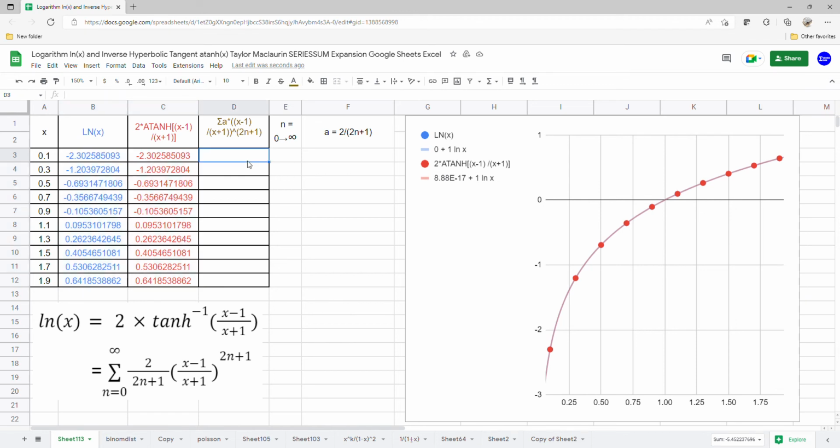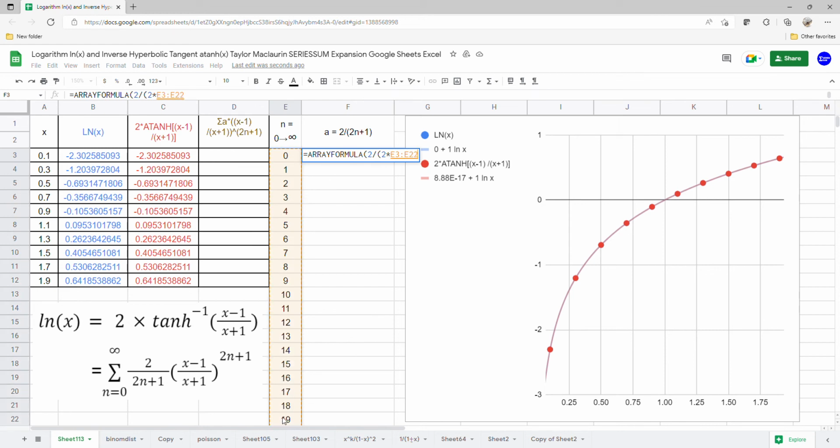We continue with the Taylor series expansion, which is the summation of a times the quantity x minus 1 over x plus 1 raised to the power 2n plus 1, where the value of n is from 0 to infinity. And the value of a is equal to 2 divided by, that's array formula, 2 divided by the quantity 2 times n, that's 2n plus 1.